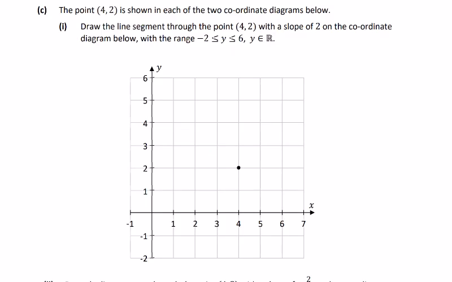Tricky enough part C, we're given a point and we're asked to draw a line through the point that has a particular slope, and it's within this range from minus 2 to plus 6 on the y-axis. So we want to find out, well, what is the slope of 2? So out on the x 1, change in y is 2, so the slope looks like this, a slope of 2.